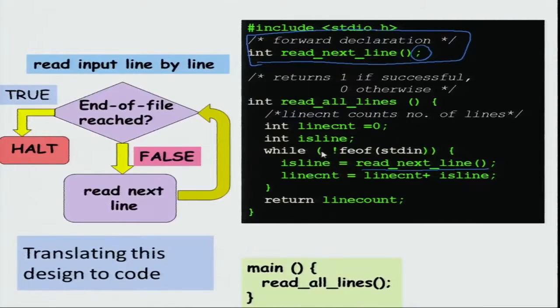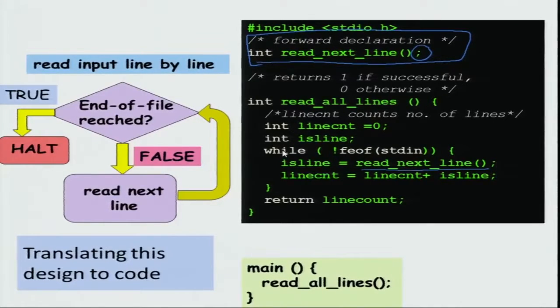called isLine. Now, what this will do is, we have to check for whether an end of file has been reached or not. For that, I will use the function feof stdin. We will see that in a minute. While the end of file has not been encountered, you say that read next line. Read next line will return a 1 if a line has been encountered, otherwise it will return a 0. So, line count will be incremented by 1 if I read another line, otherwise it will remain as it is. Finally, you return the number of lines read.